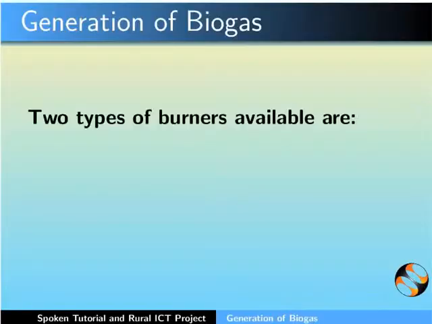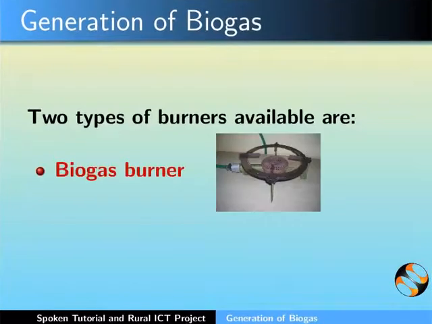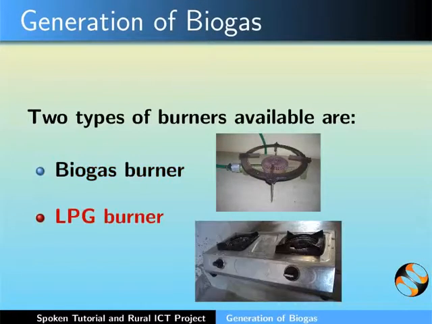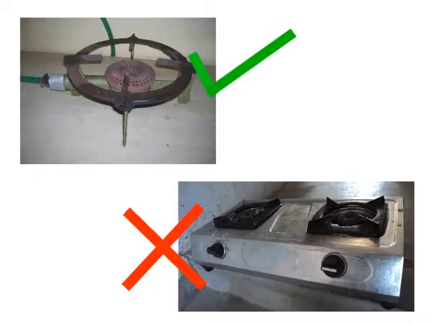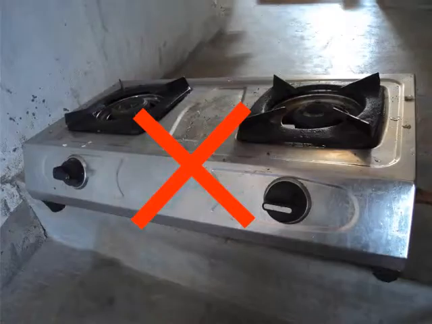The two types of burners available are biogas burner and LPG burner. Please note, an LPG burner should not be used for biogas. The reason is, LPG burners are specifically used for high compression LPG only. Hence, LPG burners are not advisable for biogas usage.